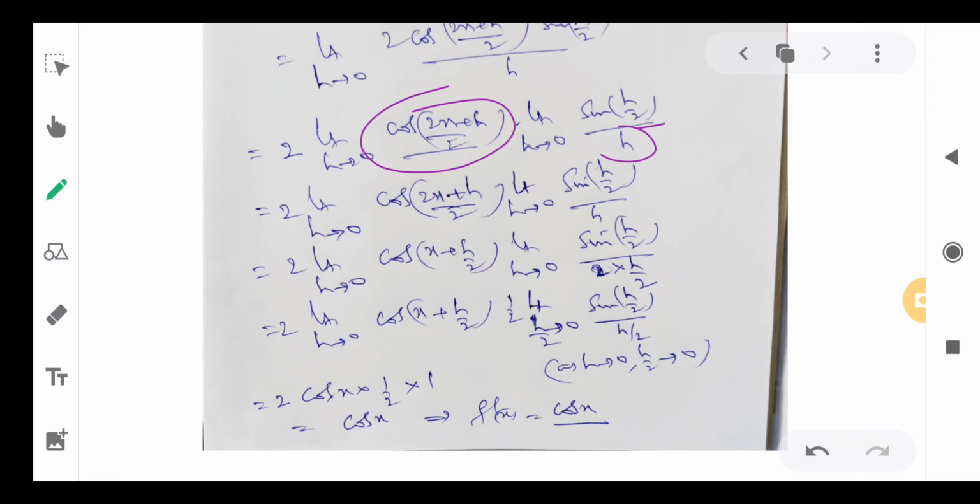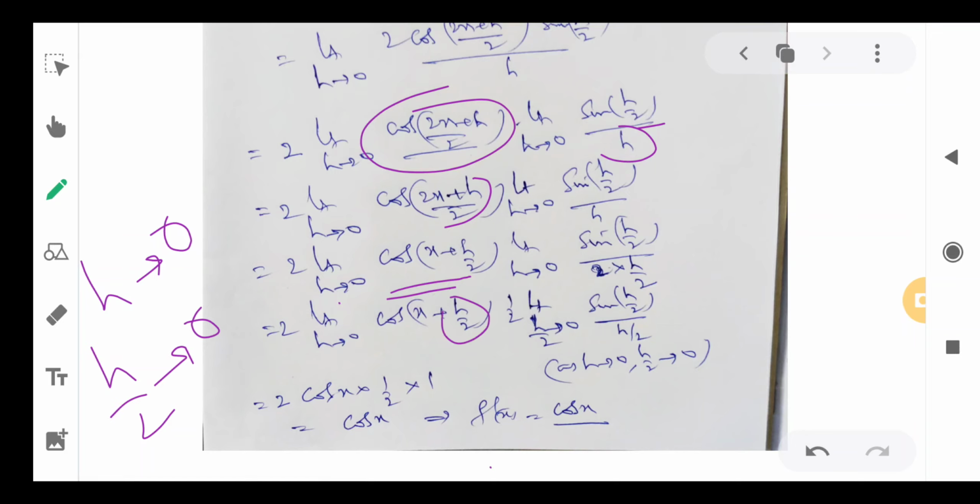Limit h tends to 0: when you put h equal to 0, that is 2x by 2, it is just x, so cos x will remain here. The 2 cancels, and h by 2 remains. As h tends to 0, h by 2 also goes to 0. As we can see, h is going to 0, so automatically h by 2 also goes to 0. Therefore this will go to 0, and you will remain only with cos x.